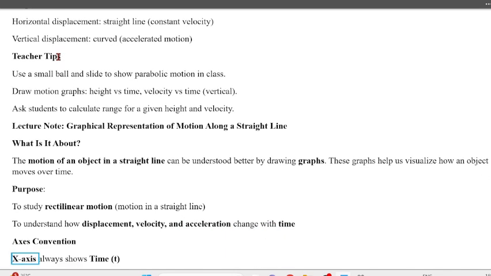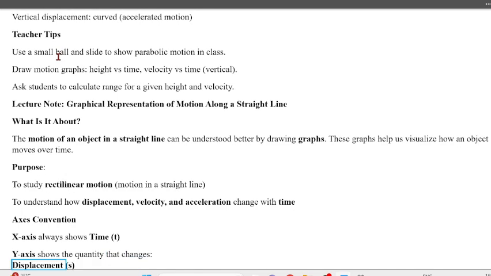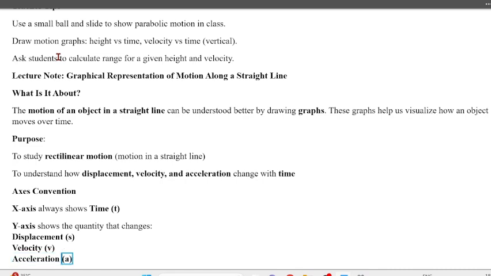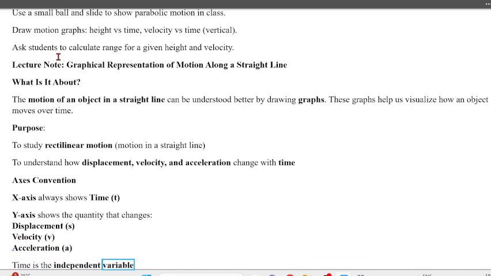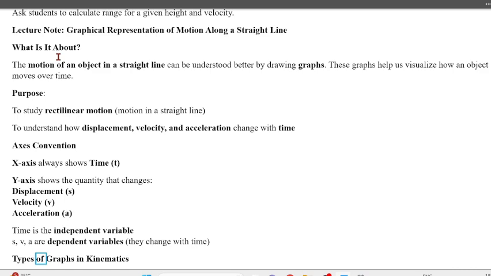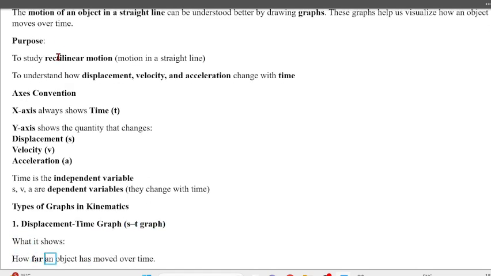Axis convention: x-axis always shows time t, y-axis shows the quantity that changes: displacement s, velocity v, acceleration a. Time is the independent variable; s and v are dependent variables, they change with time. Types of graphs in kinematics: 1. Displacement-time graph, s-t graph. What it shows: how far an object has moved over time.